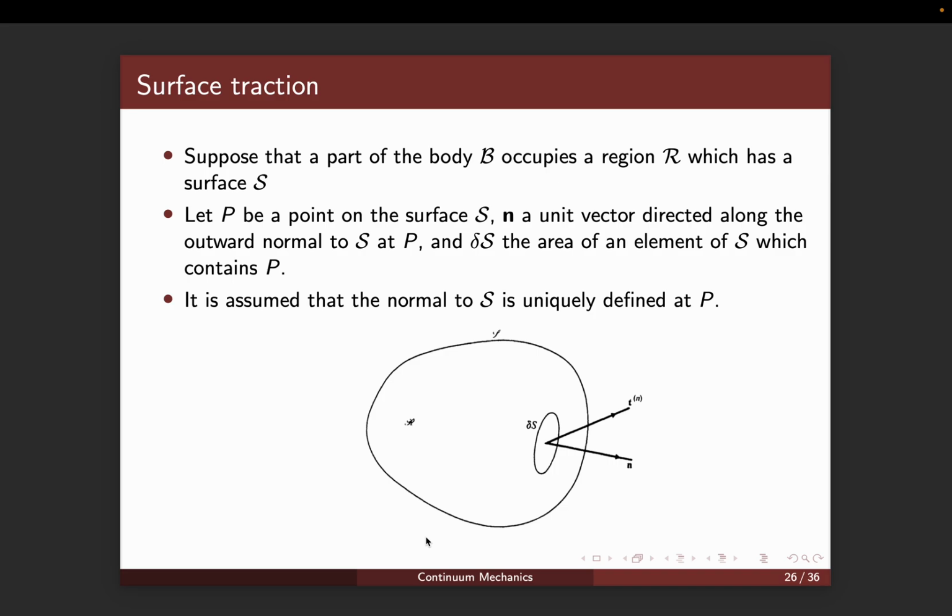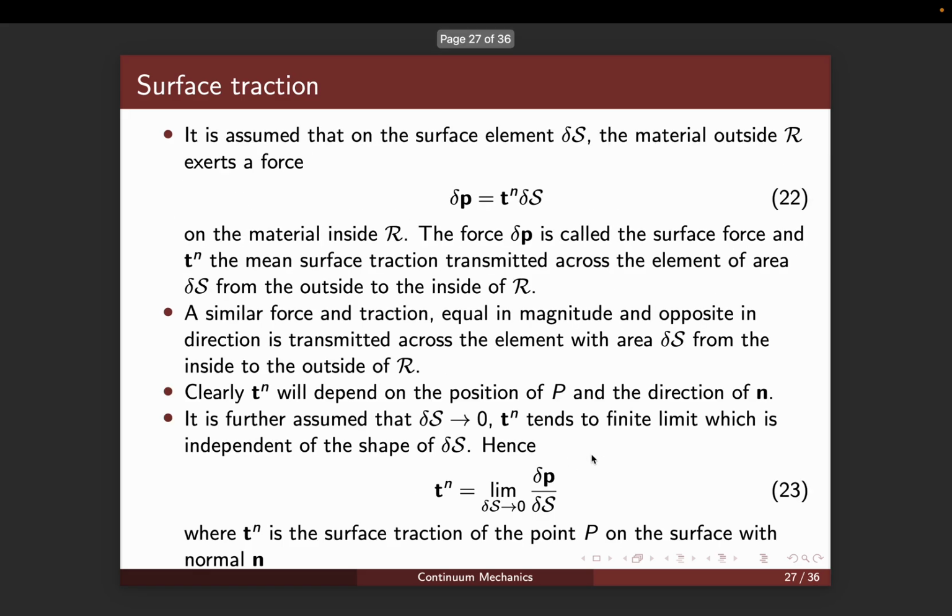So what is surface traction? Suppose a part of the body occupies a region R which has a surface S. Let's take a point P on the surface, and let n be the unit vector directed along the outward normal to the surface at the point P. Delta S is the small area element which contains the point P. It is assumed that the normal to the surface is uniquely defined at the point P. Let's assume that there exists a force on this material surface element, and that force is given by delta p equal to Tn delta s.